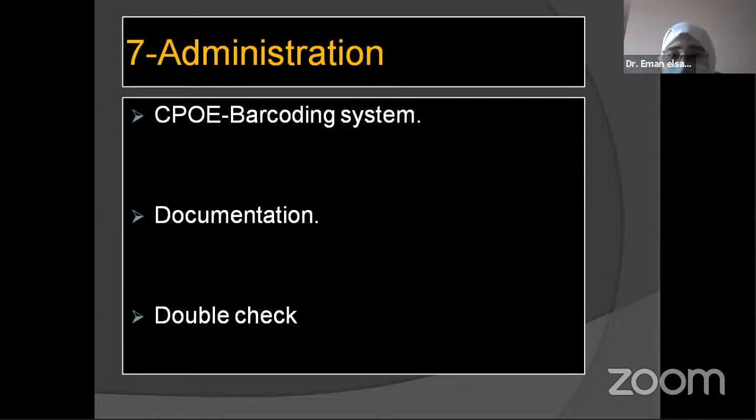For administration, CPOE and a barcoding system is a good way to administer medication to the patient. Documentation: it must be documented in the patient's file that he received every medication after receiving it, but this is done by CPOE. This is the first way to decrease the error that results from medication.